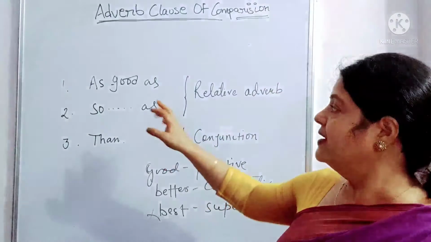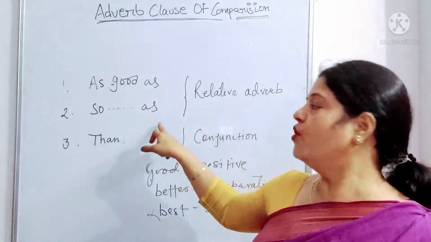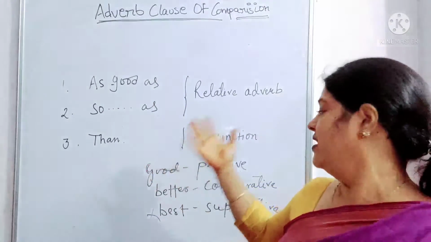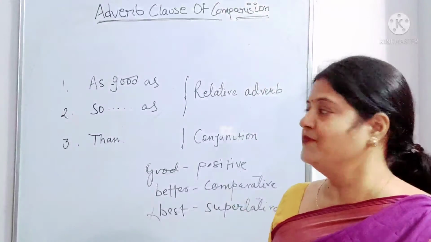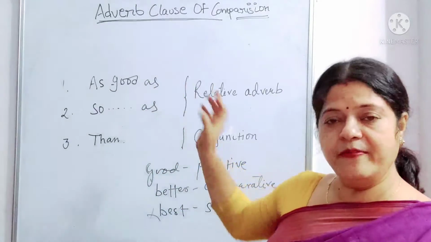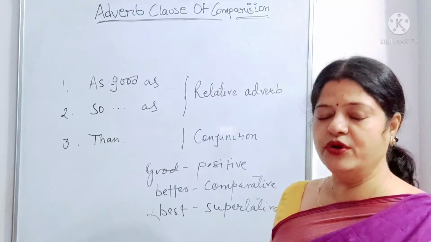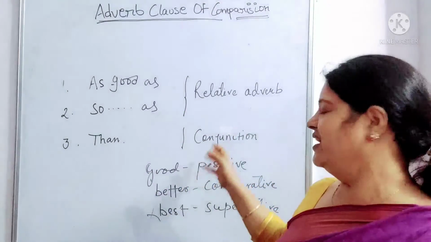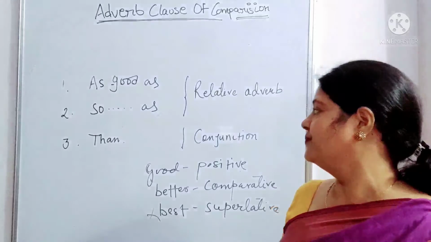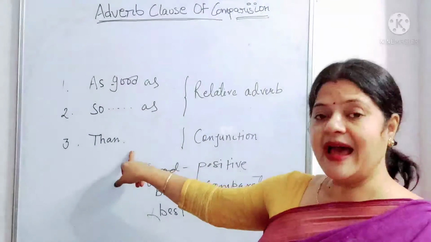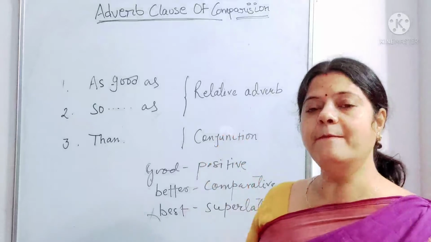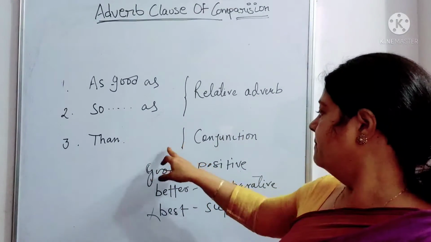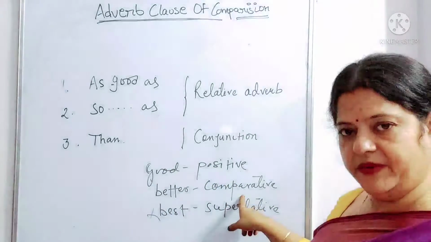So remember that as and so as, these conjunctions or connectives, are used for positive degree. As is used for affirmative and negative both, for both sentences. But so as is used only for negative sentences. Okay. Then we have than. Than is used for comparative degree. Okay. Now, if than is used for comparative degree, it means for this one.